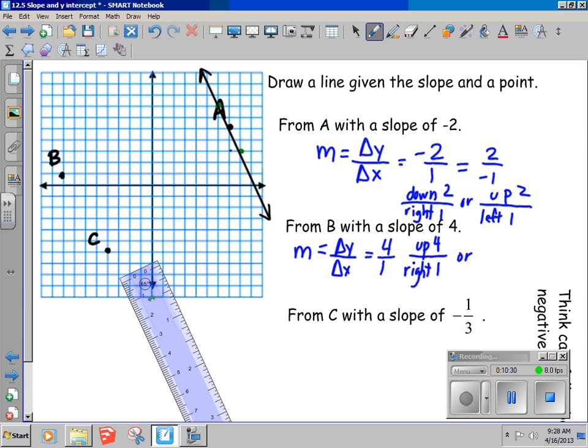Or there's another way we could interpret this one that seems a little strange. Ethan? Down 4 and left 1. Good job. So the negative and the negative would make for a positive 4 slope. Anyone confused about that? All right, so then let's go over to your point B, and you want to use that slope to get other points on the line. I'm going to go up 4, right 1.